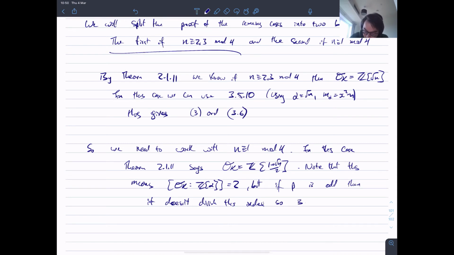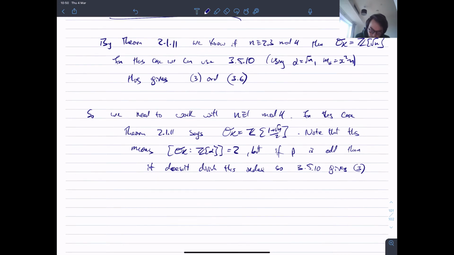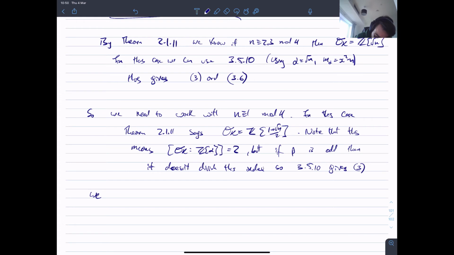So again, taking Kummer, 3.5.10 gives part 3. So we're left with one. Okay, so we are left with 3.7 and 3.8.